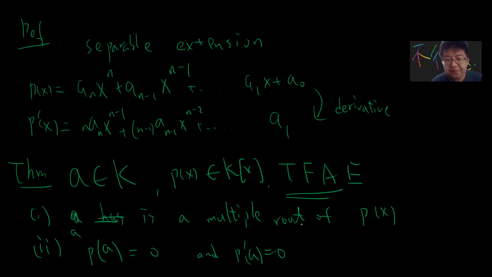So basically what I'm saying is that if a is a multiple root, then P and its derivative must both be 0 at a. Hopefully this is very obvious. Okay, so let's quickly do the proof.